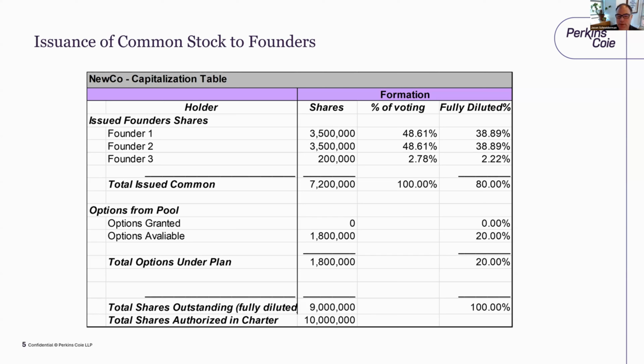So the key takeaway is there's multiple vocabulary in a cap table. There's issued and outstanding. Again, that's what's actually sold and issued. There's fully diluted, which takes into account the reserved option pool. Let's go to the next slide.